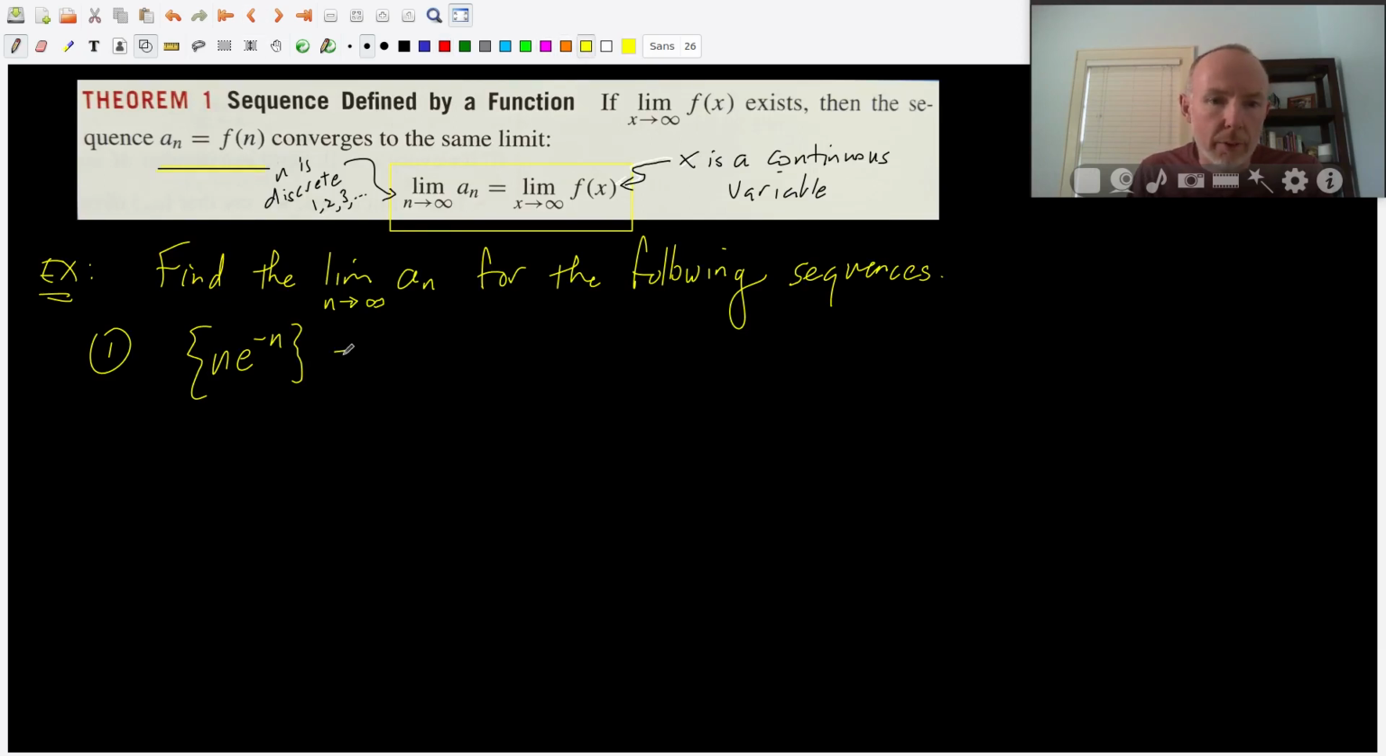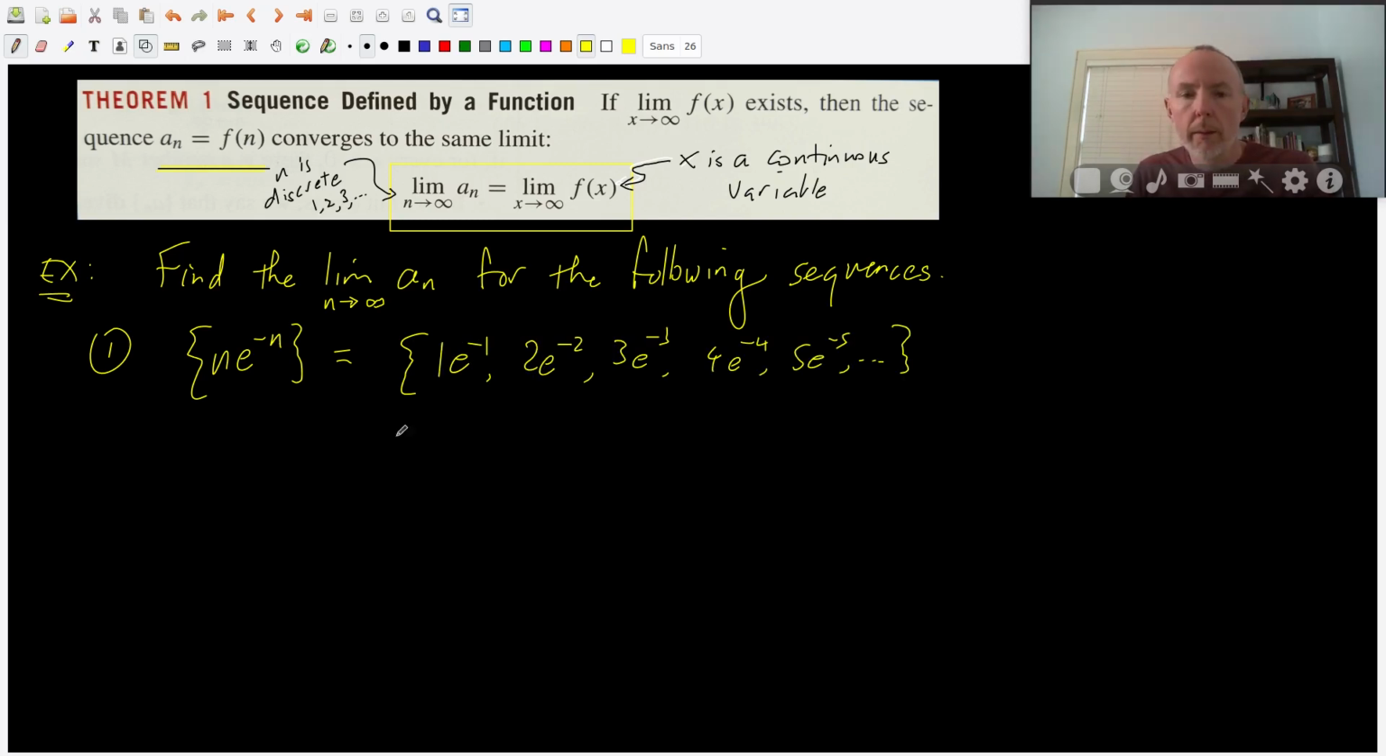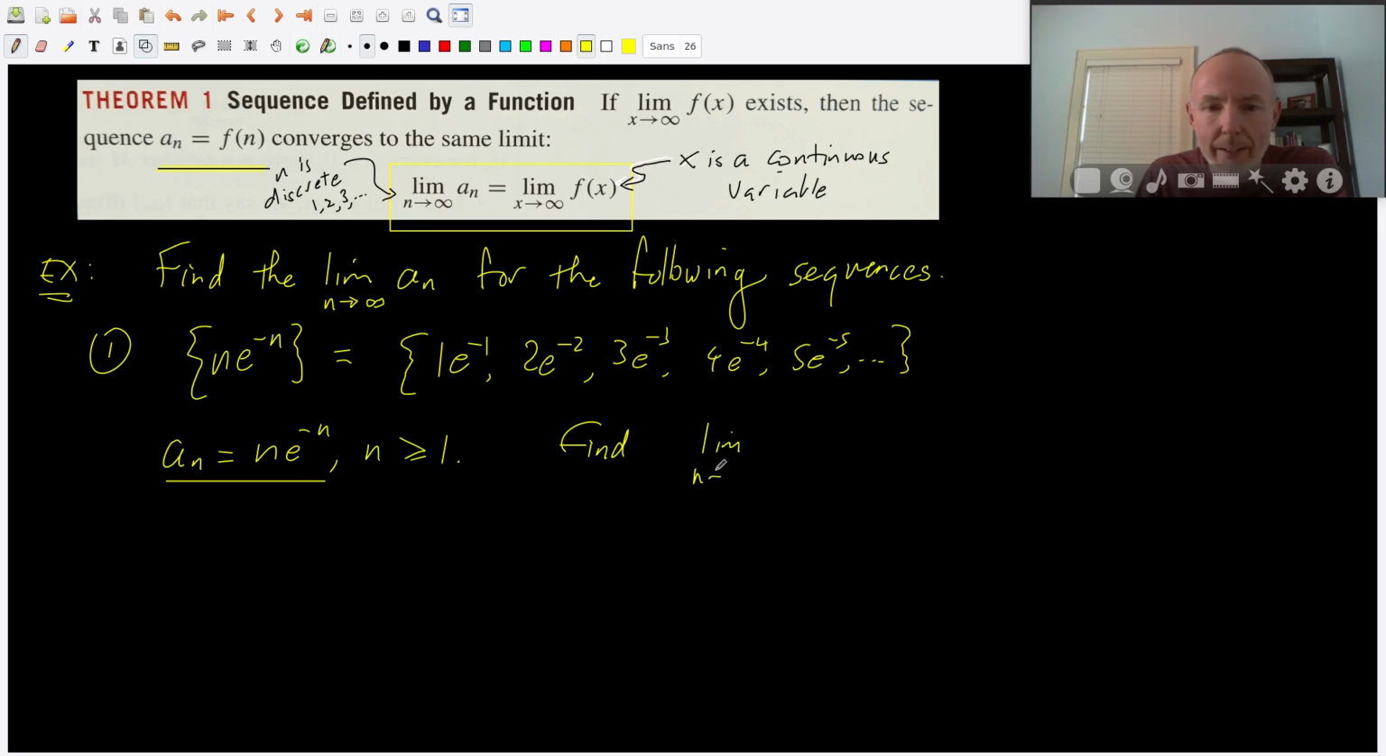So here's an example of a sequence. Let's find the limit as n tends to infinity here. So this is literally going to be, we can write it out, just an infinitely long list of numbers. And a sub n here, the nth term in the sequence, is just given by that formula, right? And this is true for all n bigger than or equal to 1. And what we want to do is find that limit. So find the limit as n tends to infinity of that nth term.